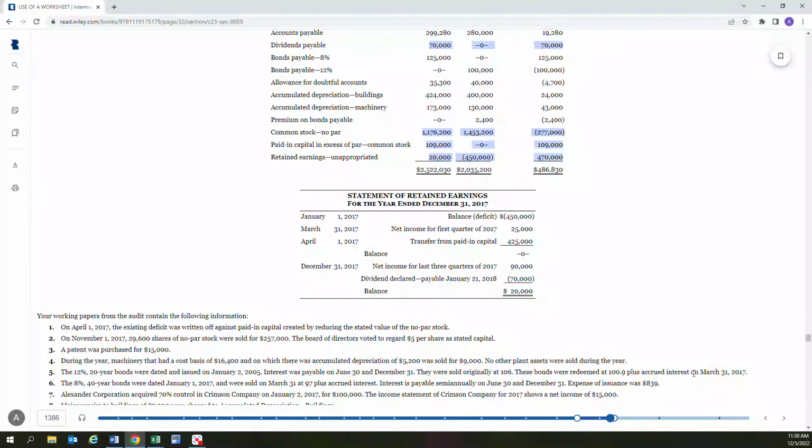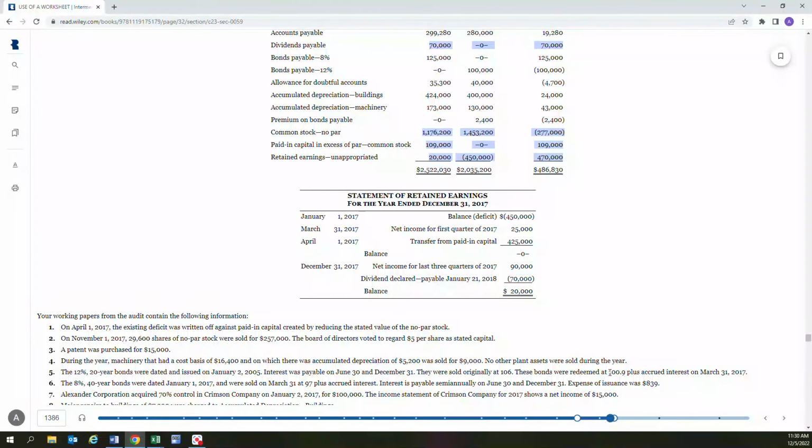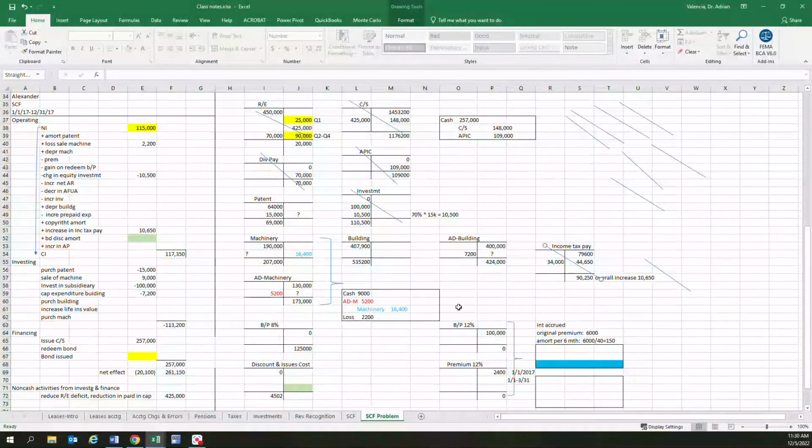So if we redeem these bonds on March 31st, it means that 3 months have passed since the last interest payment. So we're going to have to accrue that interest amount before we redeem these bonds. And we're redeeming them at 100.9% of face value. Right? So let's go ahead and analyze this. This is going to be a little bit involved. So this was a $100,000 loan, okay? And this is the premium related to it.